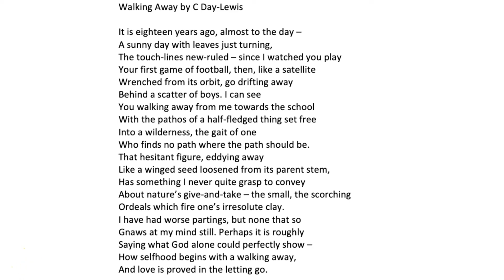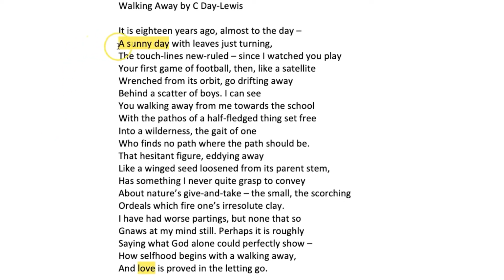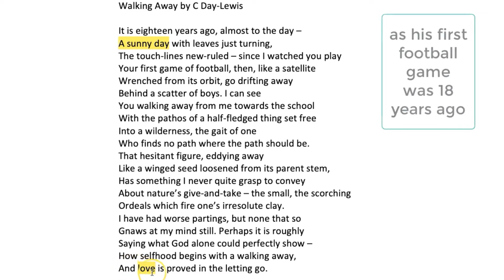The first thing we can say about the form of the poem is that it appears to be a love poem. It begins with a sunny day and it ends with the final line focusing on what love is. In this case, it's the love of a father for his son, and the son is probably around 23 or 24 years old, and the poem is written to that son.